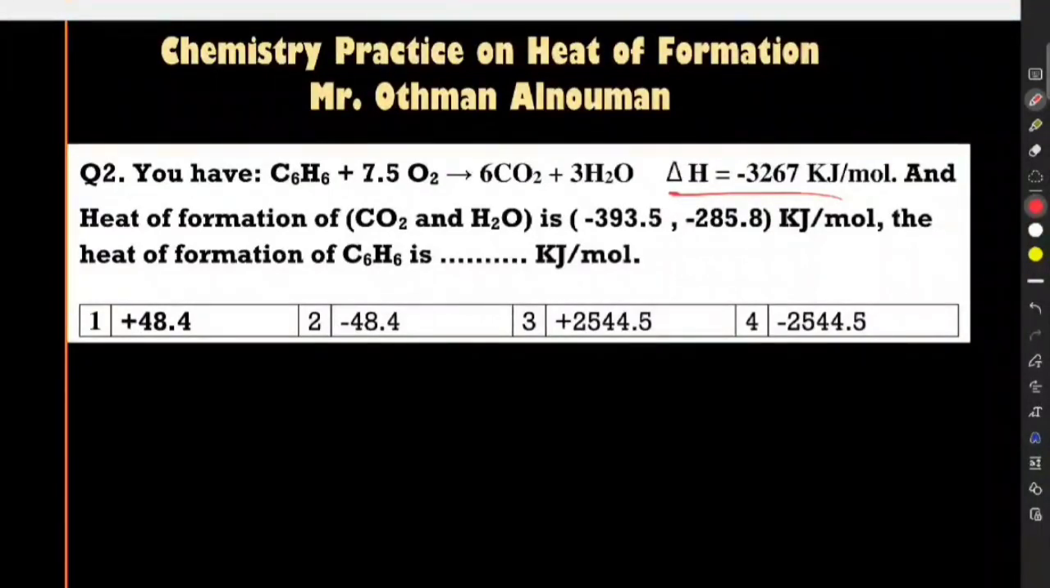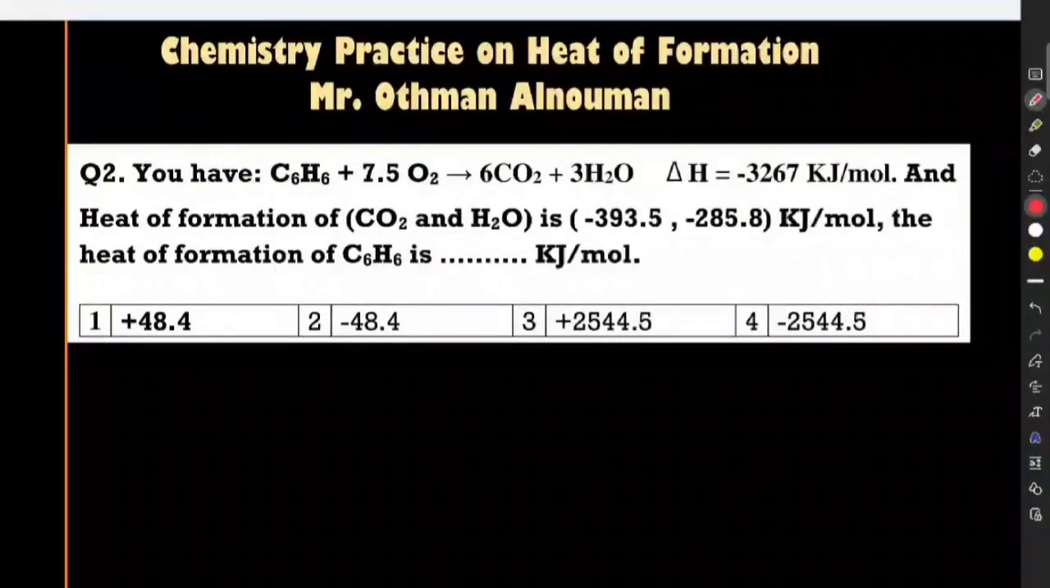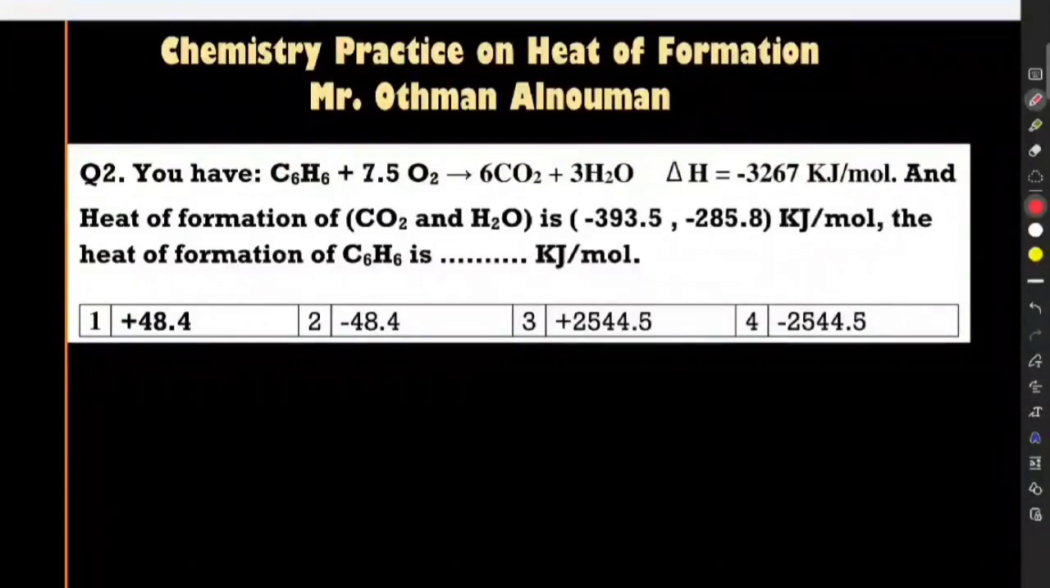So here in this question, the delta H of the whole equation is given, and it needs the heat of formation of benzene, which is this one. Now, how are we going to do it? In the first equation, we subtract the reactant from the product, but here we don't have the heat of formation of the reactant. We need to find it, so we'll just put this number.